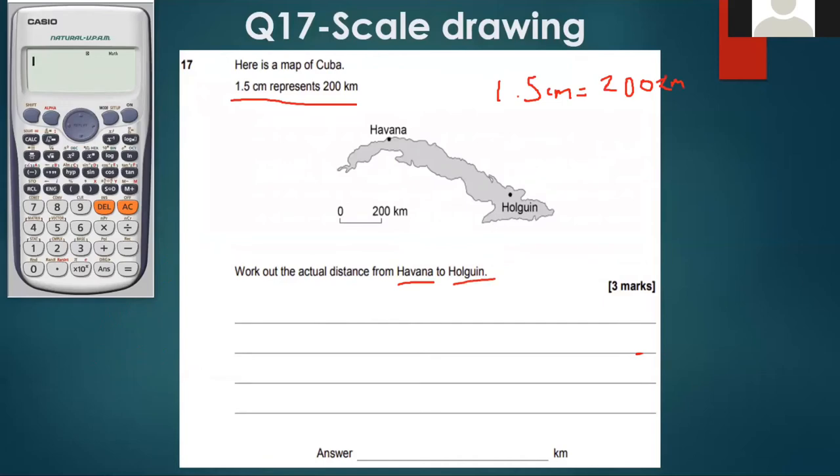So I've got to work out what this distance is. Measuring this, I measured it earlier, and the distance is 4.7 centimeters. So what you do is take your ruler and measure from one point to the other. I want to work out the actual distance, which is going to be in kilometers. So 1.5 centimeters is equal to 200 kilometers, guys.